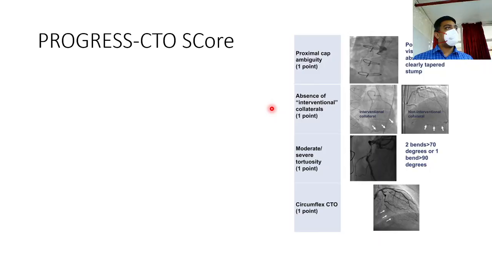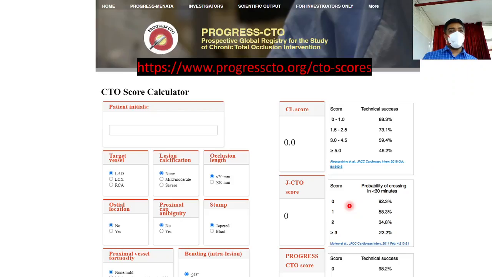Proximal cap ambiguity on the retrograde approach side. It's only one point. Different points are there, but it is one of the score items. Then based on the presence of collaterals, then based on the tortuosity, the more tortuous it is, the more difficult. And when we are doing a circumflex CTO, circumflex CTO is given 1 point. That is not there in the Japan CTO score. So this is another scoring system.